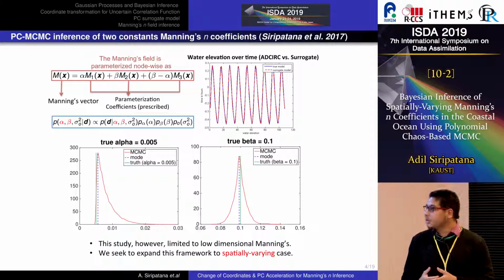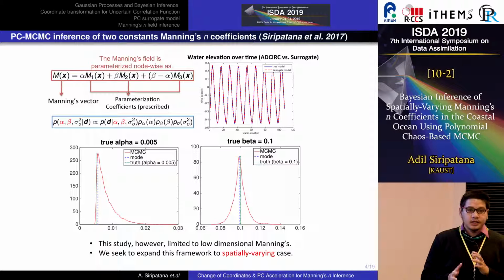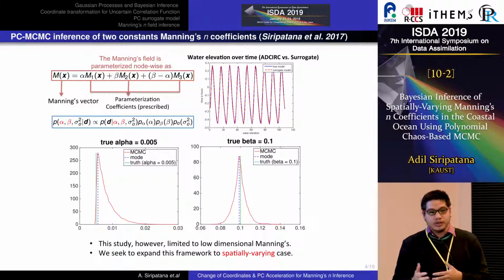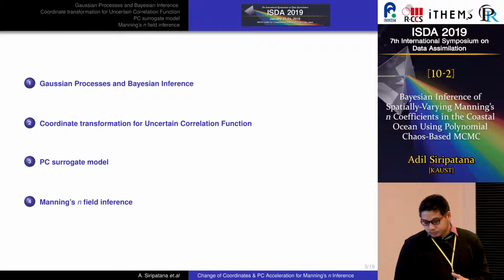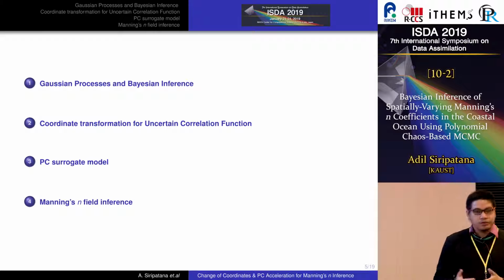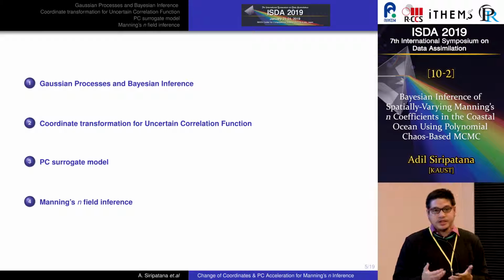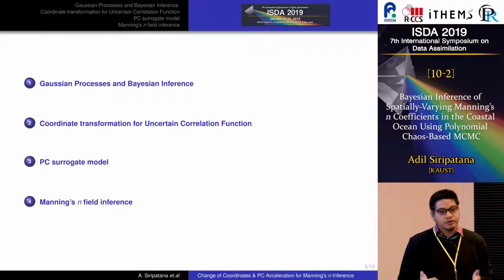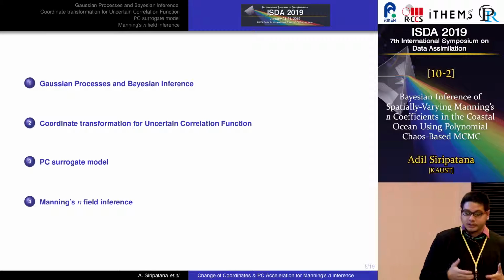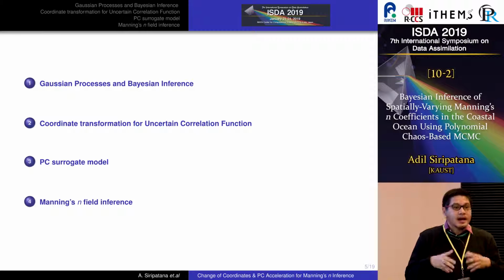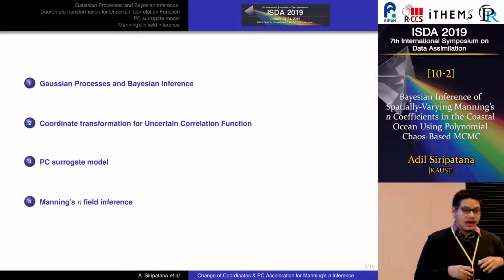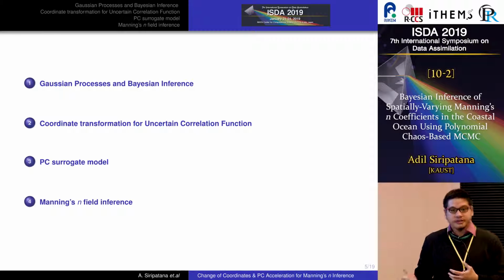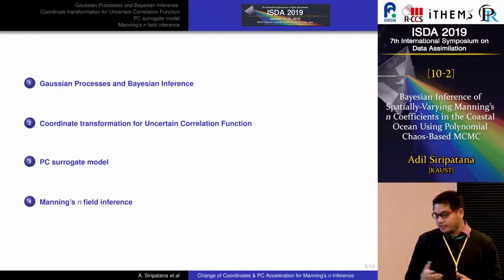However, in this study, we limited the dimension of the inferred parameter to only 2, and we want to expand this framework to higher dimensions, to a more spatially varying Manning coefficient. So in this talk, we will start with the Gaussian process and how we do Bayesian inversion in this Gaussian process setting. Then we will talk about the coordinate transformation where we account for the uncertainty in the covariance hyperparameter as well. Then we will talk about how to build the PC surrogate accounting for this change of coordinates. And then after that, we will show some results.